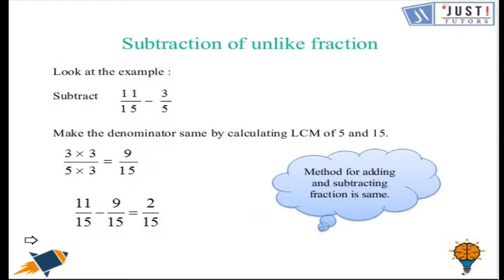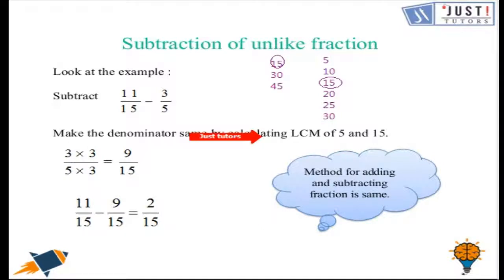Let's try one question of subtracting unlike fraction. So the concept stays the same, so we'll look for a few multiples of 15 and a few multiples of 5. Now look for a common multiple of 5 and 15 and the smallest one. So that's basically a 15.